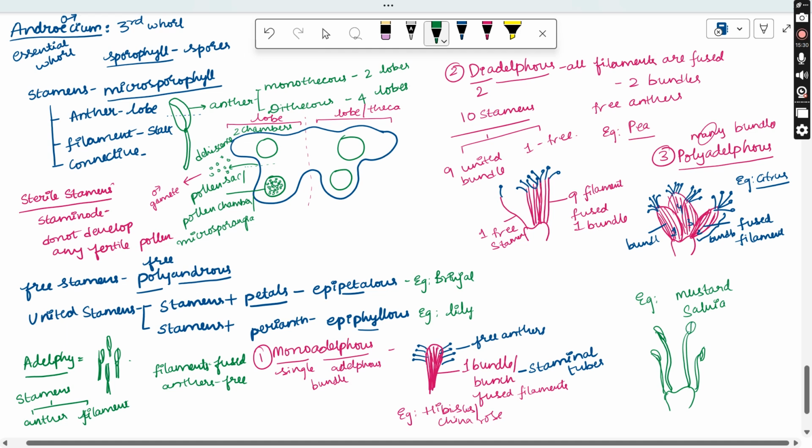It doesn't mean that all the filaments should be at the same position or the same alignment. You can find differences even in their length. So in mustard and salvia, you can find variations in the length of the filaments arranged in the flower. In the next coming video, we are going to discuss the gynoecium part.